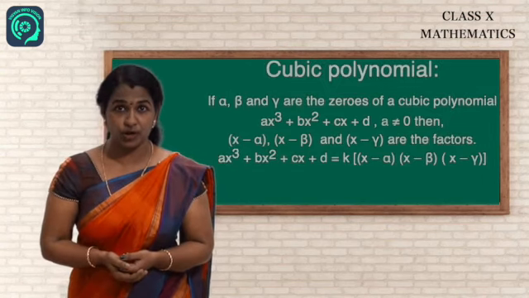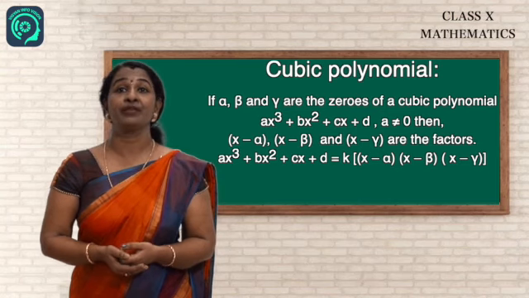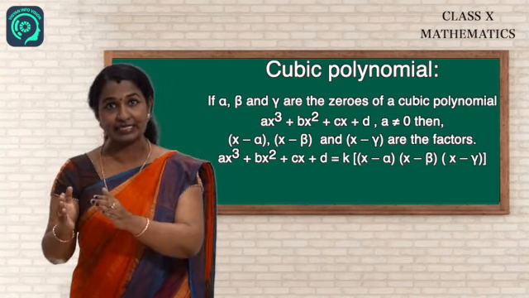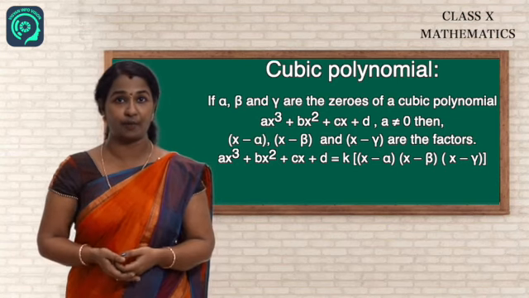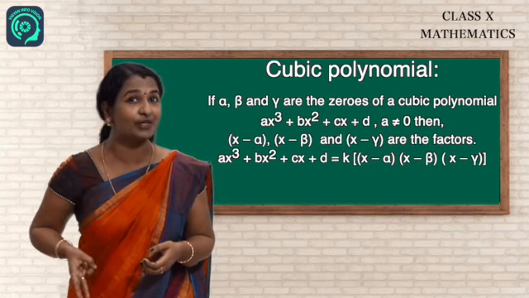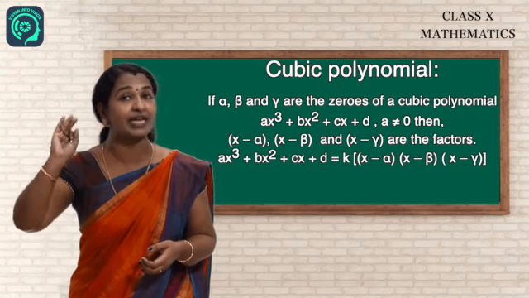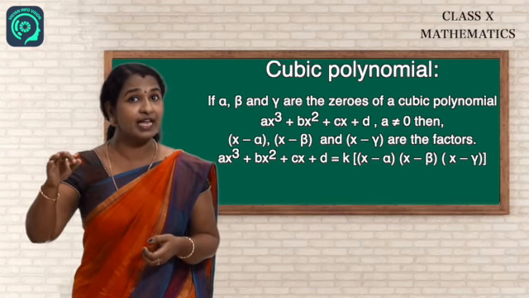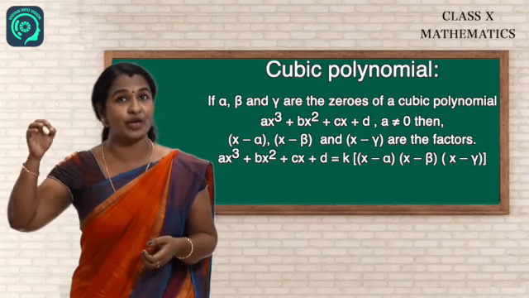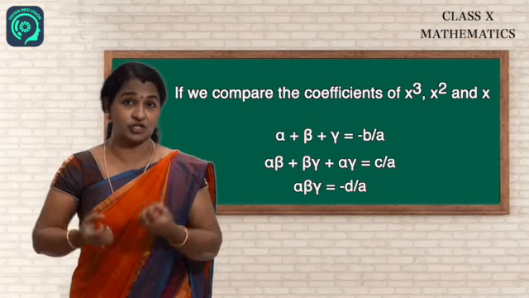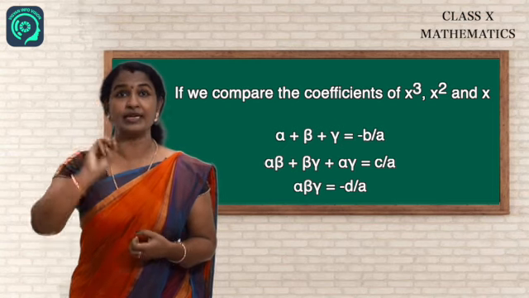Coming to the cubic polynomial, here also there is a relation. ax cube plus bx square plus cx plus d is the standard form of a cubic polynomial, and when we equate it to the 3 zeros, let us take the 3 zeros as alpha, beta and gamma. So we can equate it to k into (x minus alpha) into (x minus beta) into (x minus gamma). When you compare the coefficients, you will get three relationships.